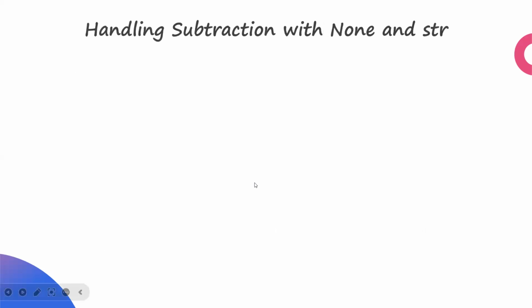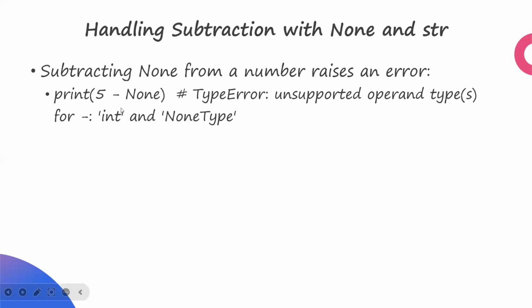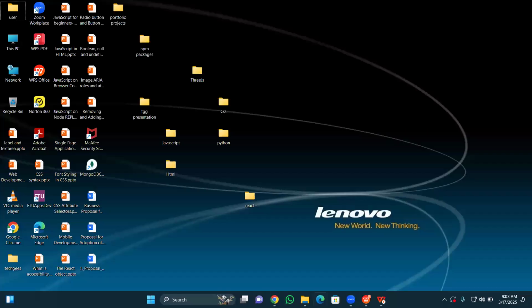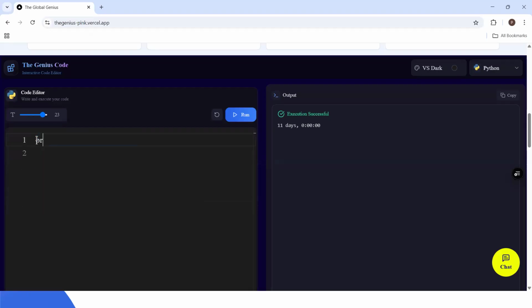All right. So how do you handle subtraction with None? Remember, None is a data type in Python, and string is also a data type in Python. So when you do subtraction like this, it will cause an error. You cannot do subtraction with the None value. When you say 5 minus None, there will be an error. You cannot do that. Let me show you. Print 5 minus None. It doesn't work. It will give you an error.